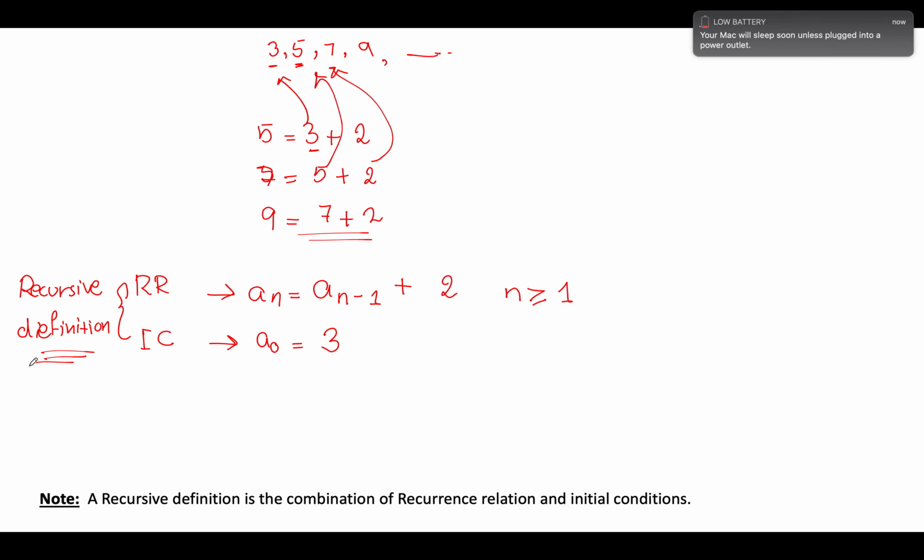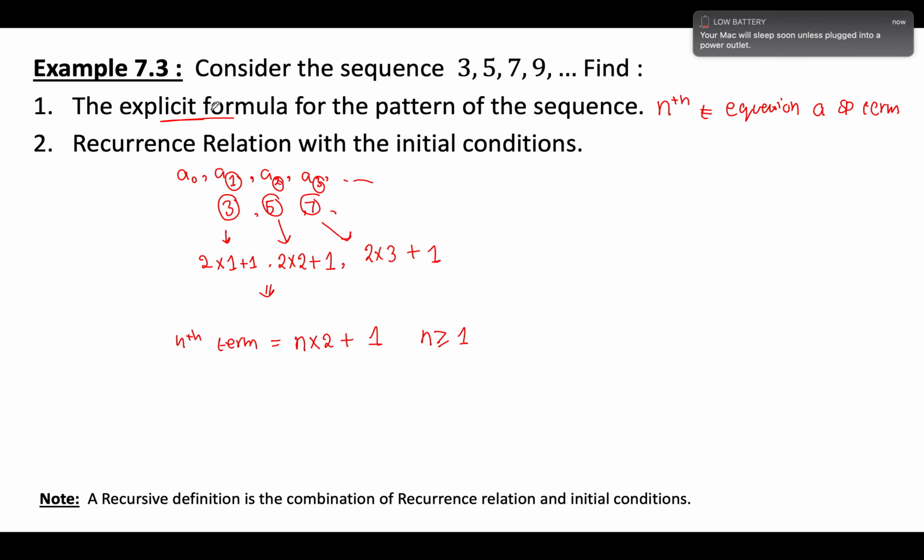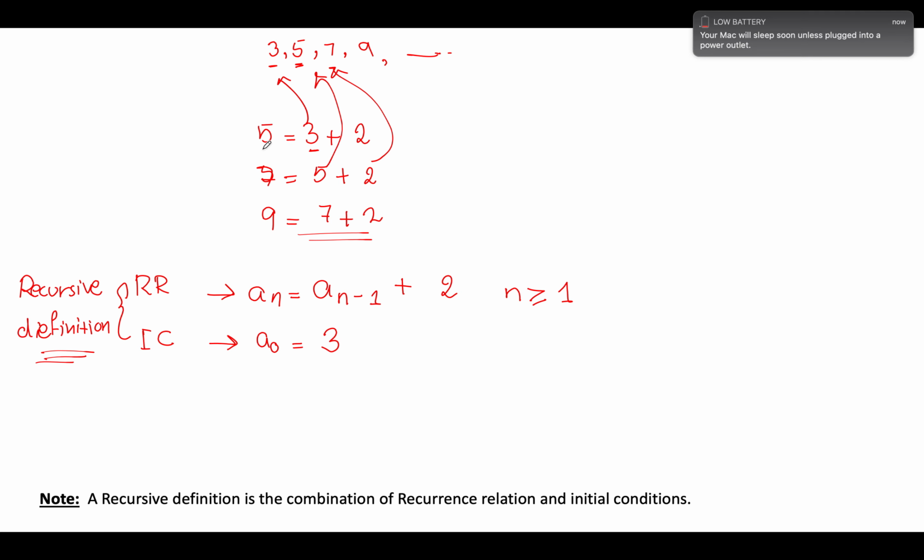Okay, so here we got the explicit formula where the relation between the value of the term and its position. And here we got the recursive definition, sorry, where I am trying to find the relation between the term and the previous terms. And it's really important we mention the initial condition and from where I can start to find the terms.